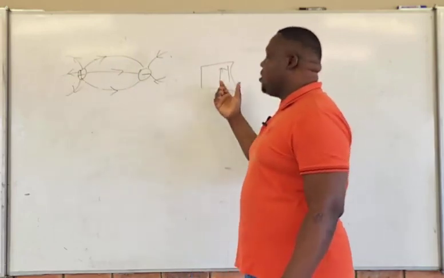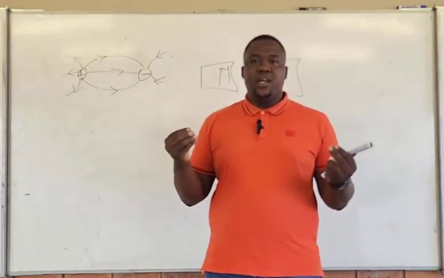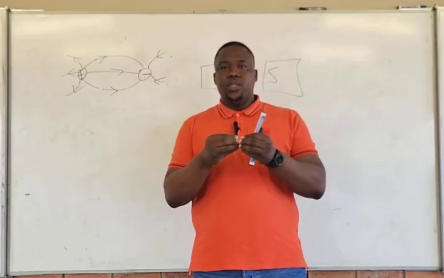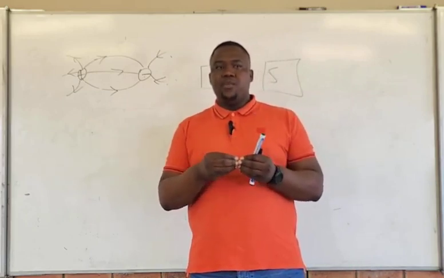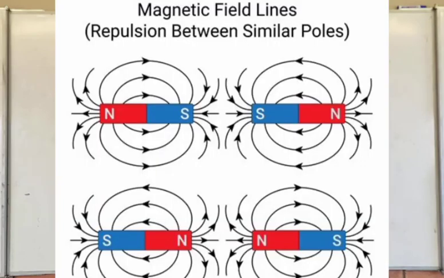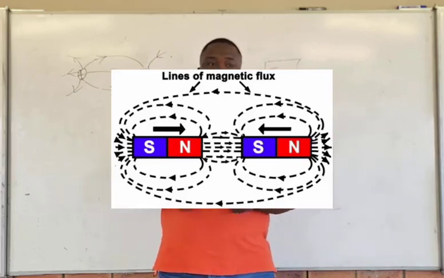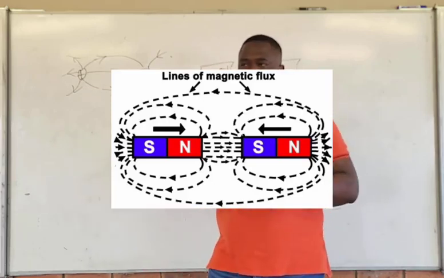Even around the magnet, you know that if you take two magnets and try to put them closer to each other, if you put North Pole and North Pole, they are going to repel. The only thing that is going to attract is North Pole and South Pole. So that's what is happening.